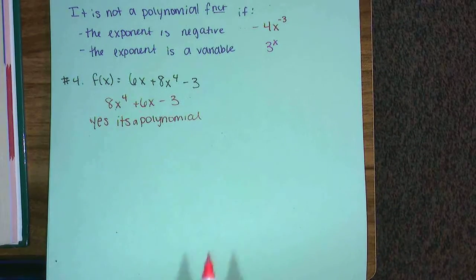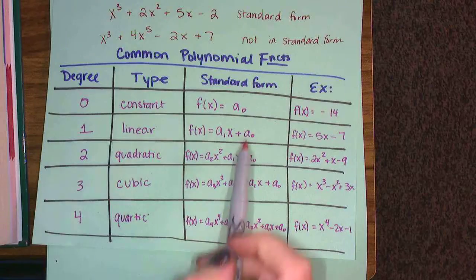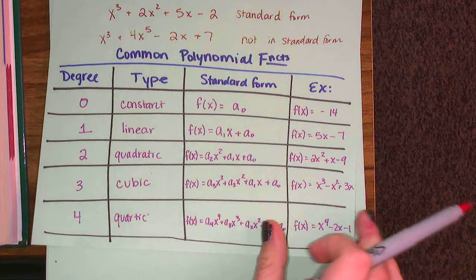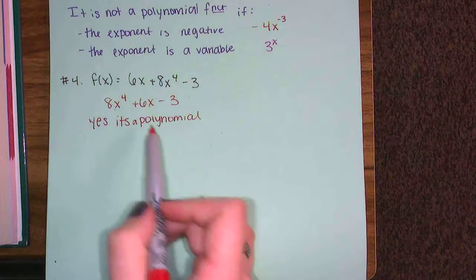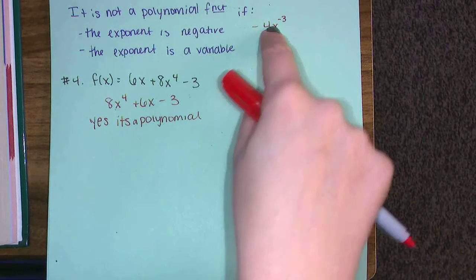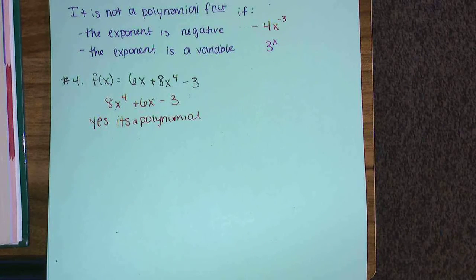Because it follows all the basic rules from here. I don't have an exponent that's a variable, and I don't have an exponent that's negative. So as long as it is not one of these two things, it's a polynomial. There might be something else that comes up, but we'll look at it in a minute.